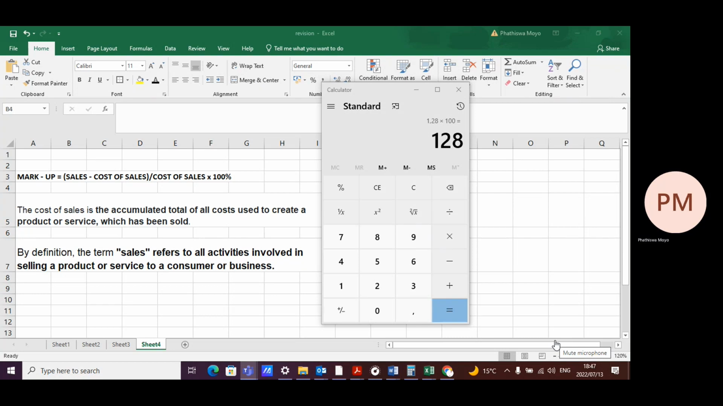Let me do this again. The 2280 minus 1000, divided by 1,000, gives you a percentage of 128. So that percentage of 128 becomes your profit markup. And we can use it to calculate the sales and cost of sales. So I'm going to cut off this video here because we're just doing the practical of a markup.